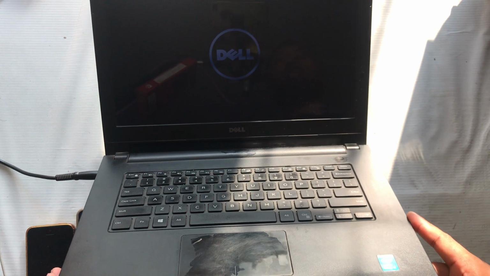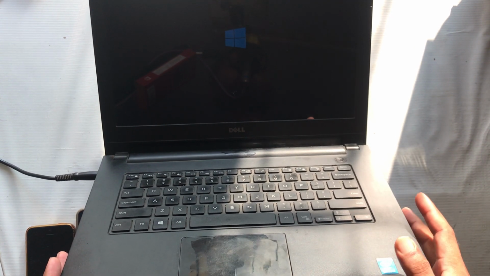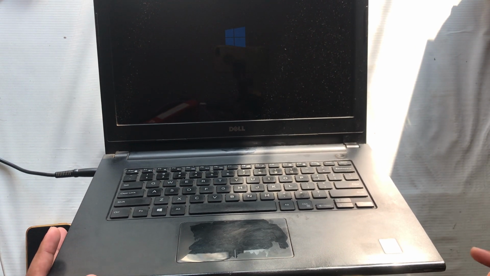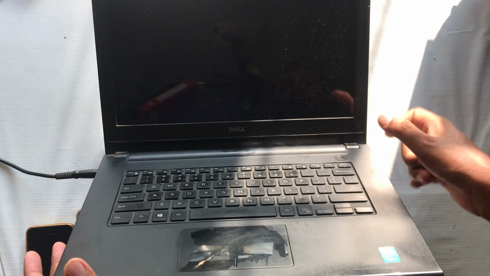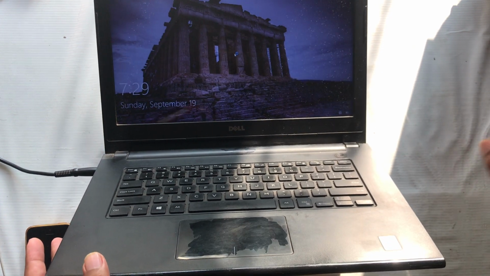If your laptop or any Dell computer is not turning on when pushing the power button, of course you can fix it by using this strategy if you're facing a similar problem, guys.